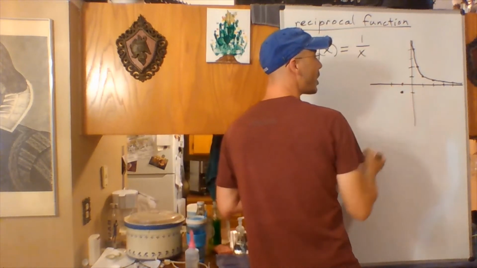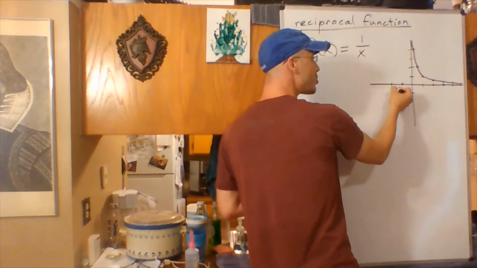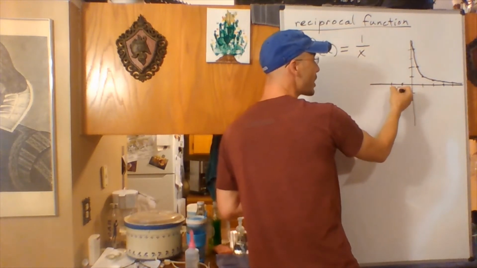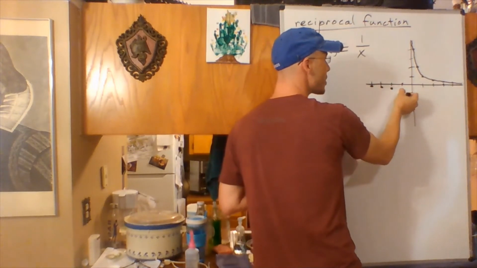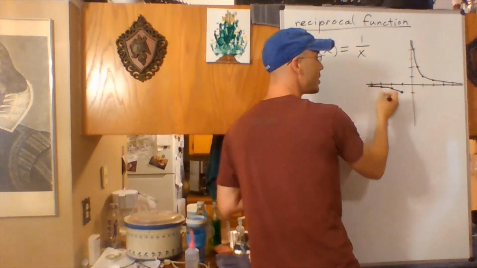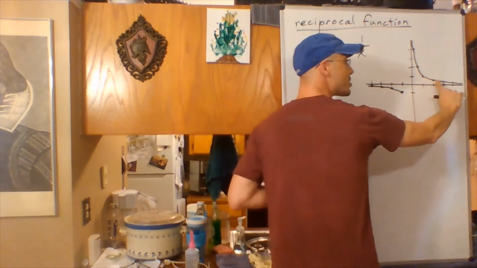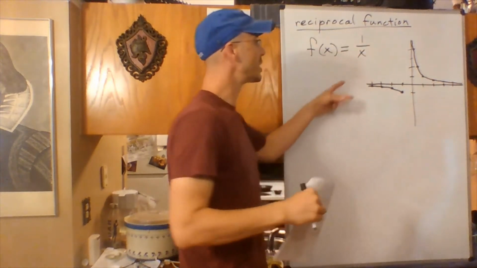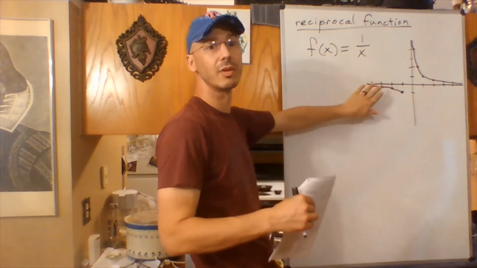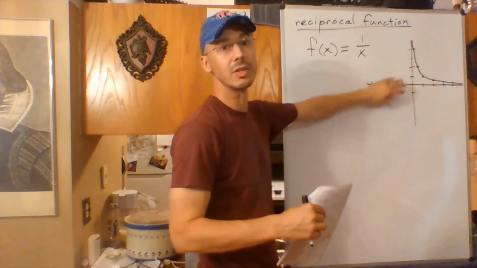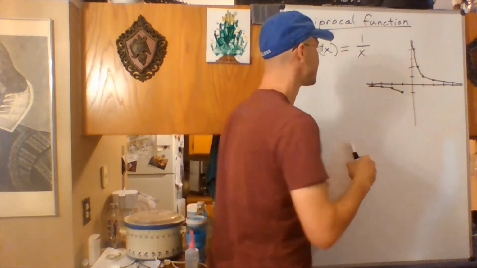The reciprocal of -2 is 1 over -2, or -1/2. And the graph is doing the same thing in this direction that this piece is doing in this direction. The difference being that it's entirely below the x-axis. These are all negative y values. These are all positive y values.